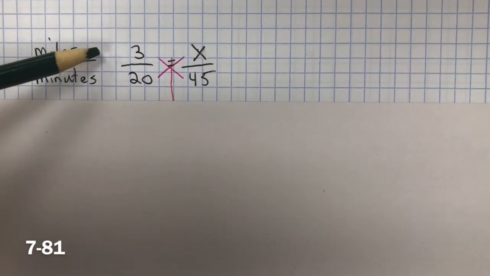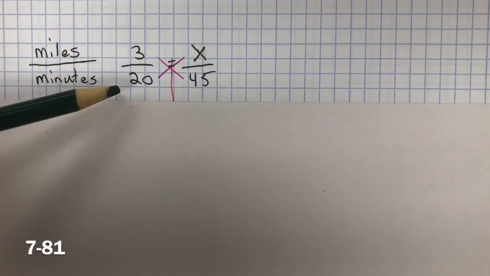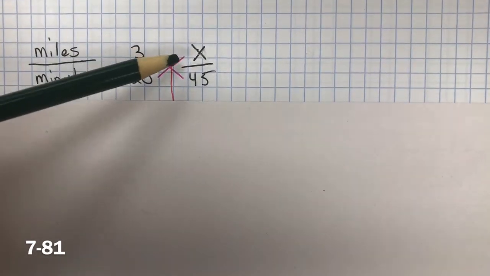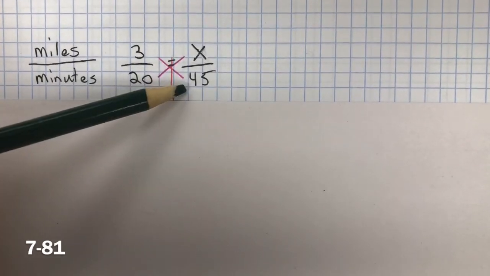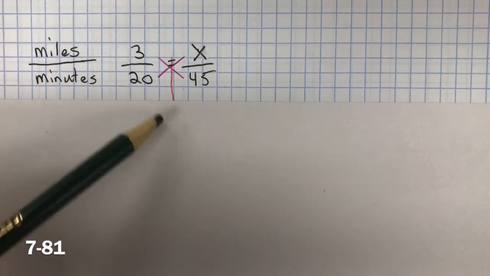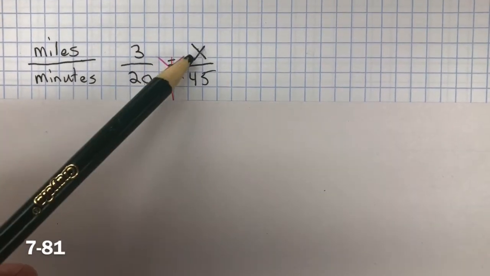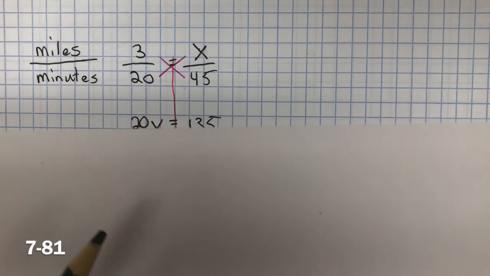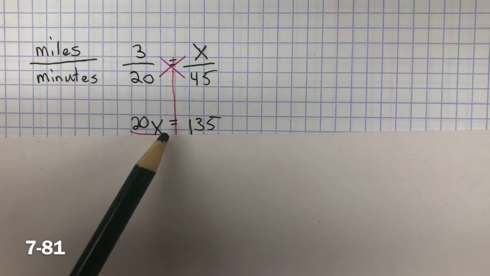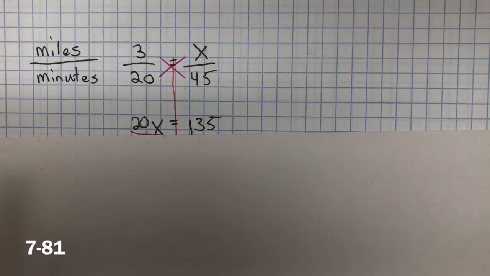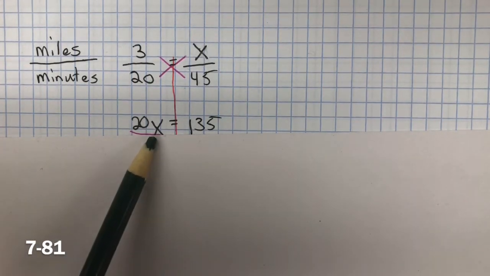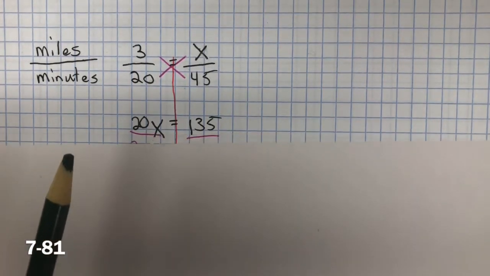So if they can do 3 miles in 20 minutes, how many miles? We don't know, so we give it a variable, x, in 45 minutes. So now we cross multiply. 20 multiplied by x equals 20x. 3 multiplied by 45 is 135. Inverse property of multiplication is division, so we divide both sides by 20.